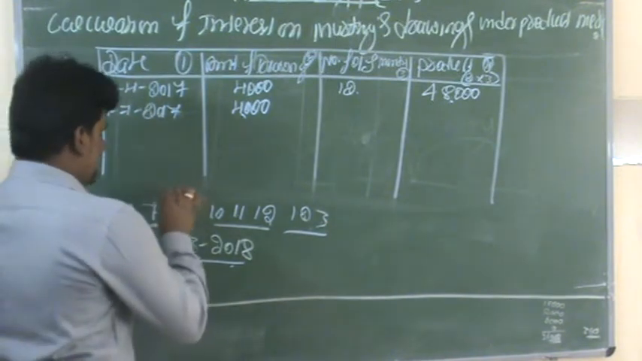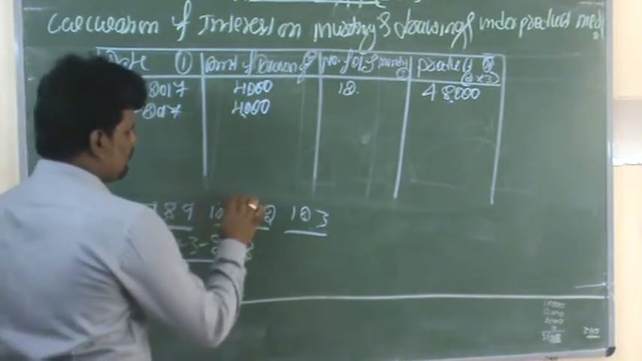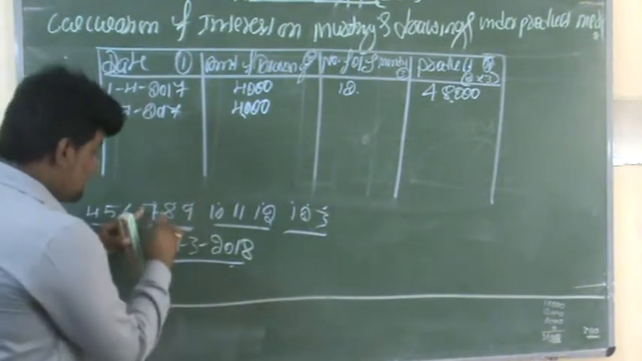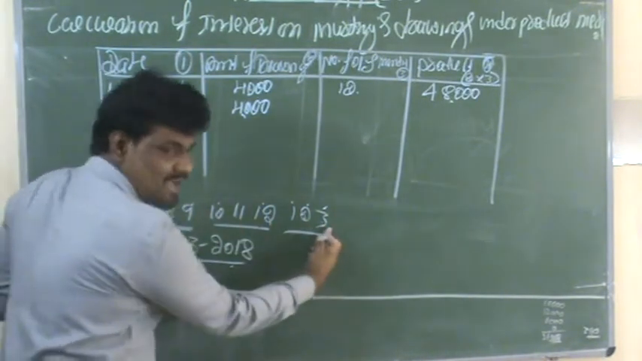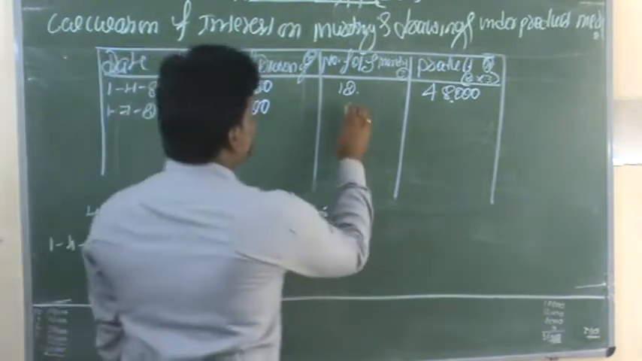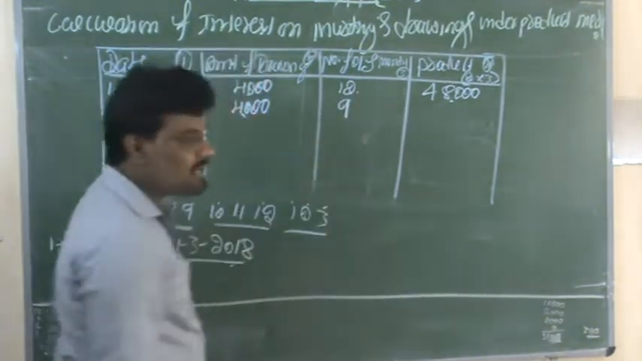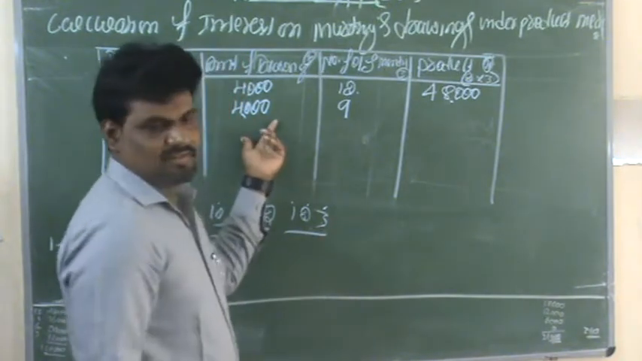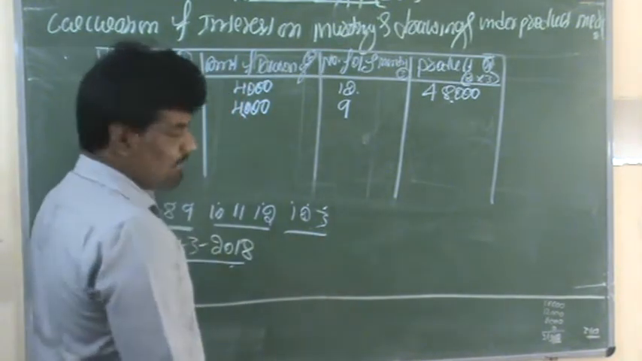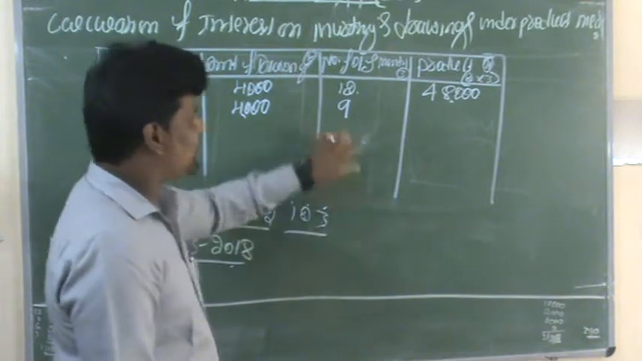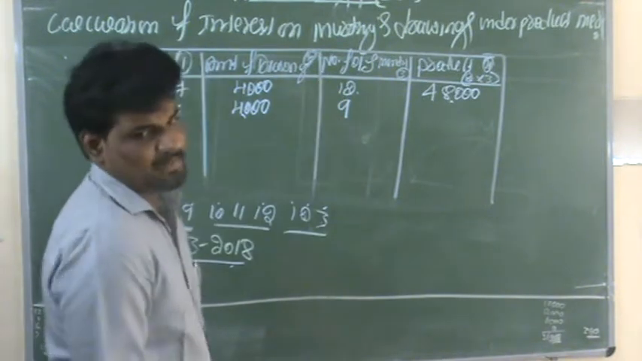So here 1, 2, 3, 4, 5, 6, 7, 8, 9. From the date of withdrawal to the end of the assessment year, this is the particular period. The total outstanding period is 9 months. This is the outstanding period.